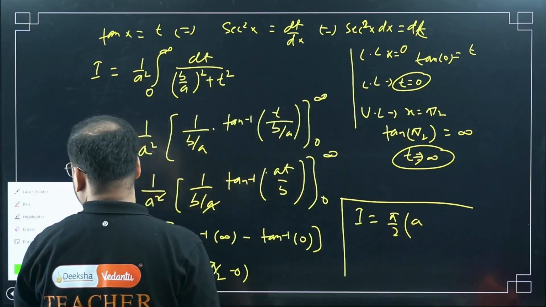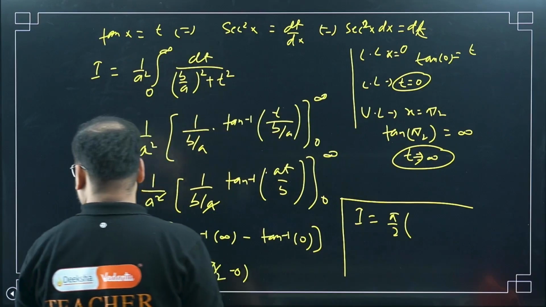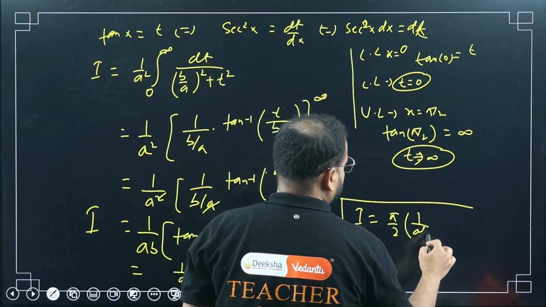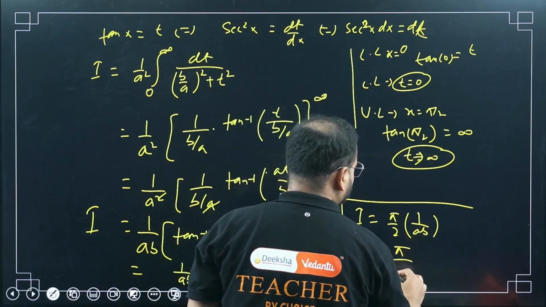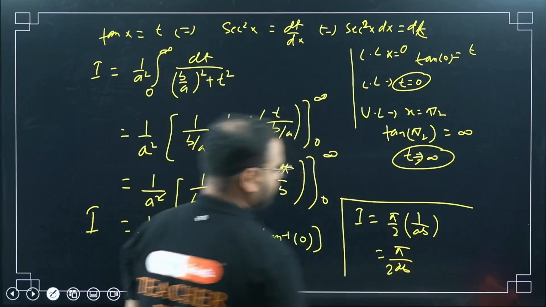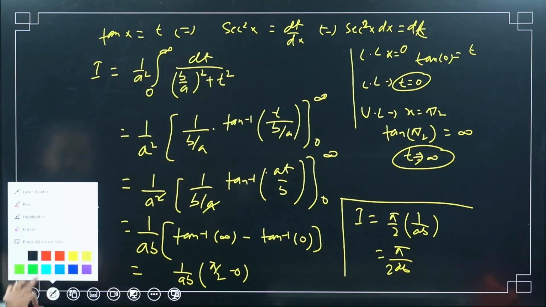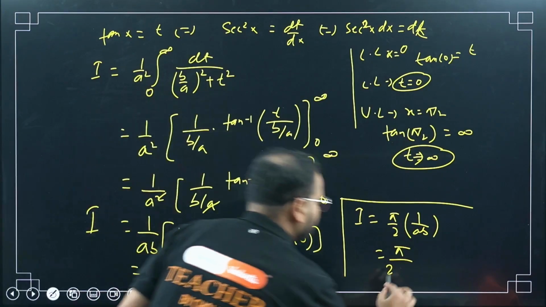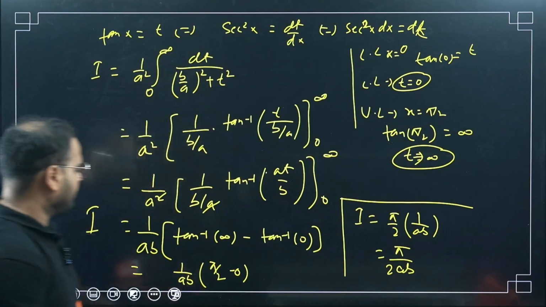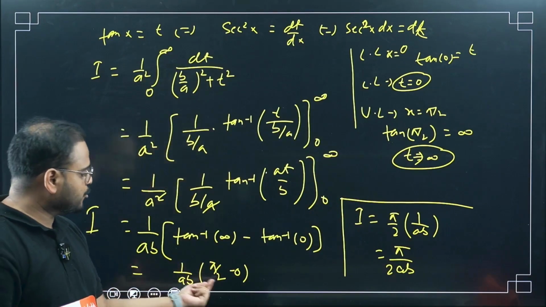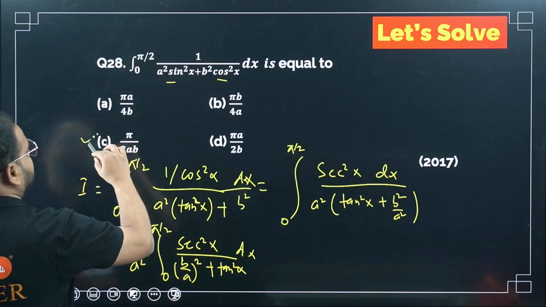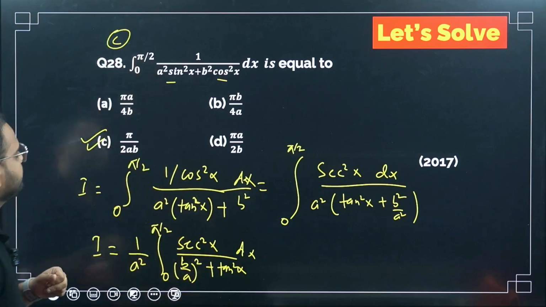is pi by 2 times of ab. Okay, it's in the denominator, no? 1 by ab. How much I get? Pi by 2ab. Please check. 1 by ab, pi by 2, so 2 will multiply with ab, so pi by 2ab. Any option like this? Pi by 2ab. Option number C.